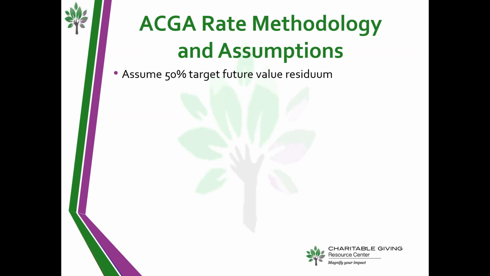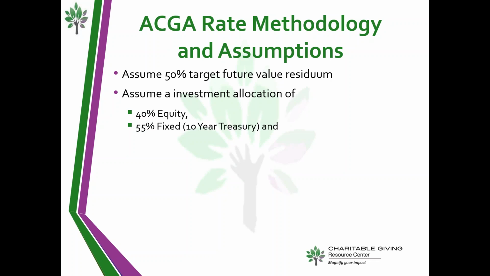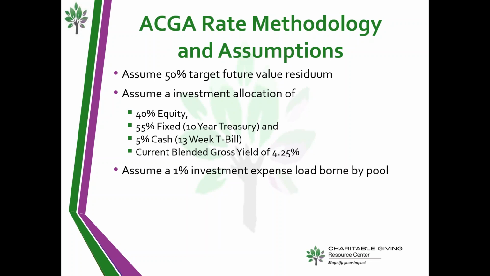So, how does the American Council on Gift Annuities determine these payout rates? Well, first of all, they assume that at the death of the donor, about half of the value of what was put into the account will be left to be passed on to charity. That's part of their calculation. We assume an investment allocation of about 40% in stocks or equities, and about 55% in fixed income bonds, like a 10-year treasury bond, and then about 5% in cash, similar to a T-bill. The current blended gross yield of that type of portfolio is about 4.25%.